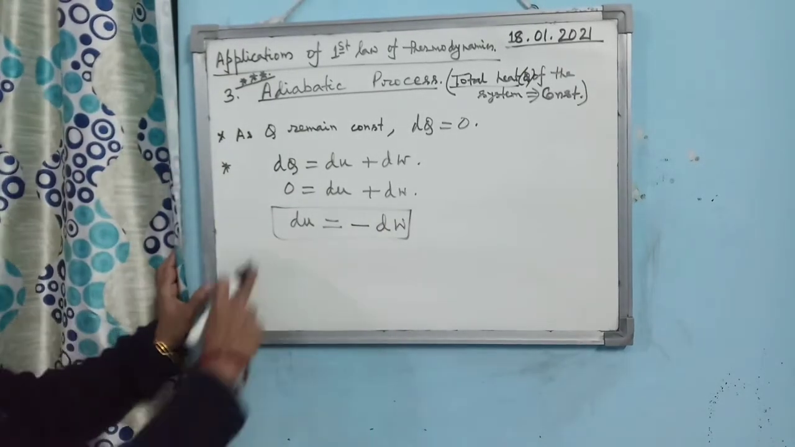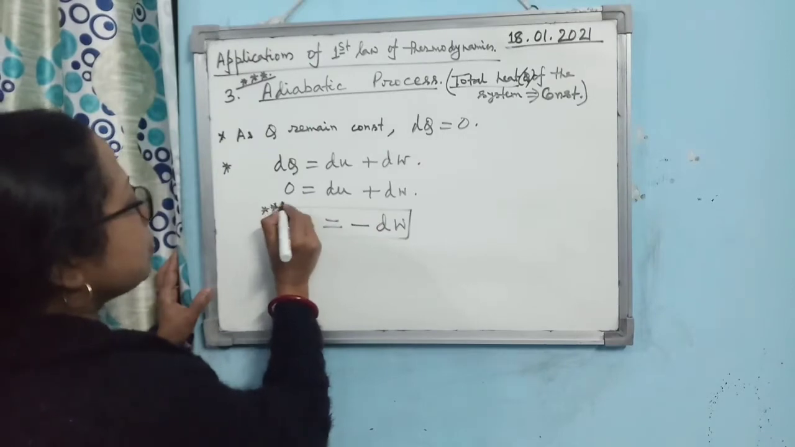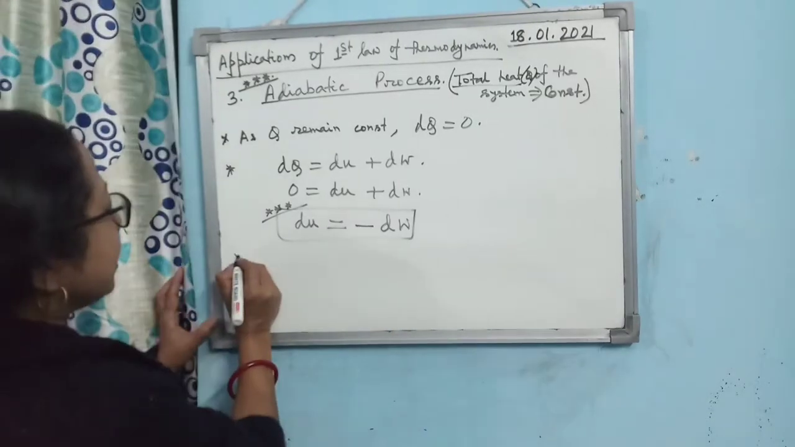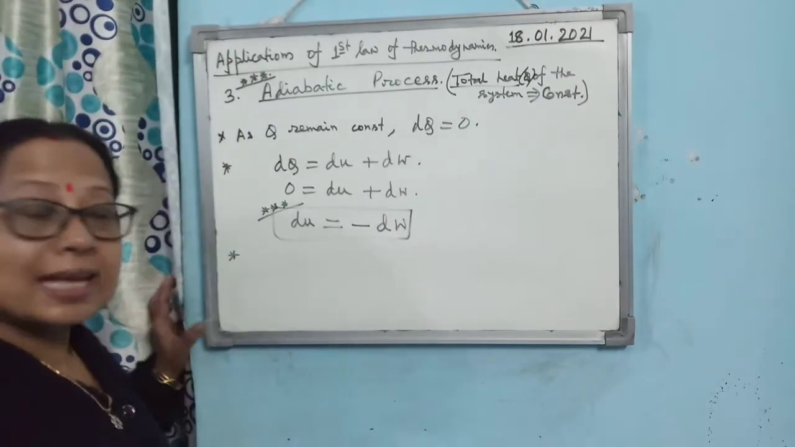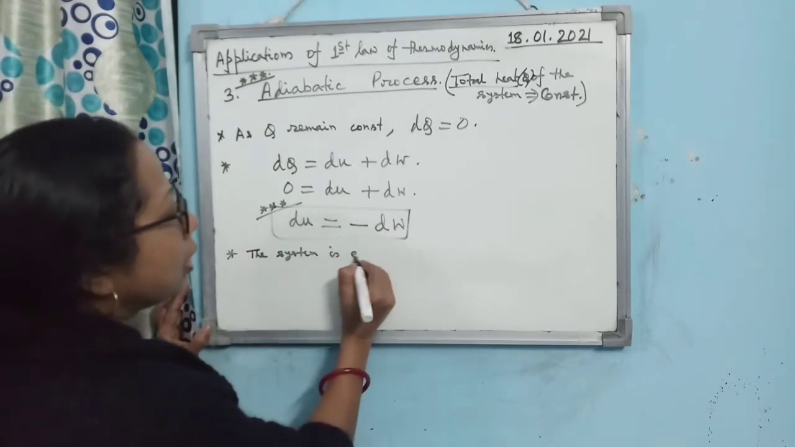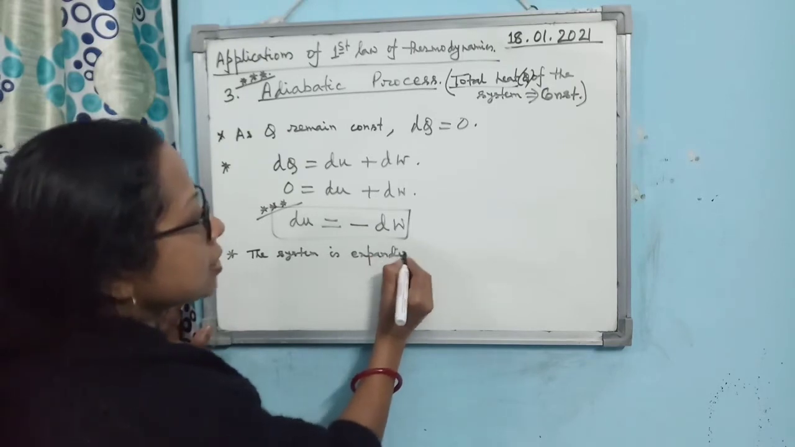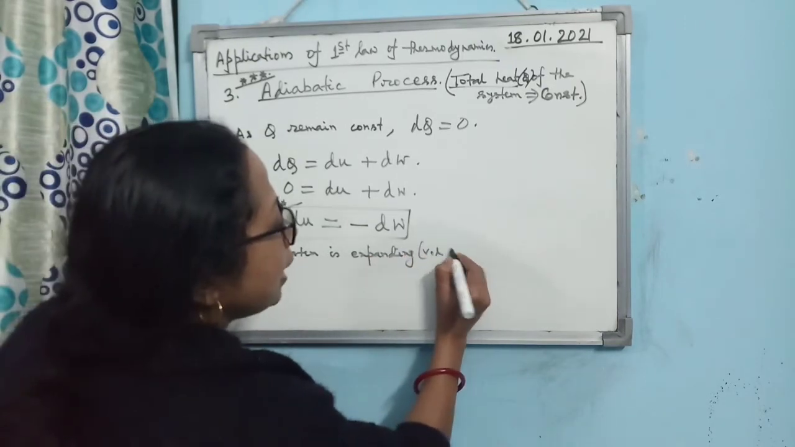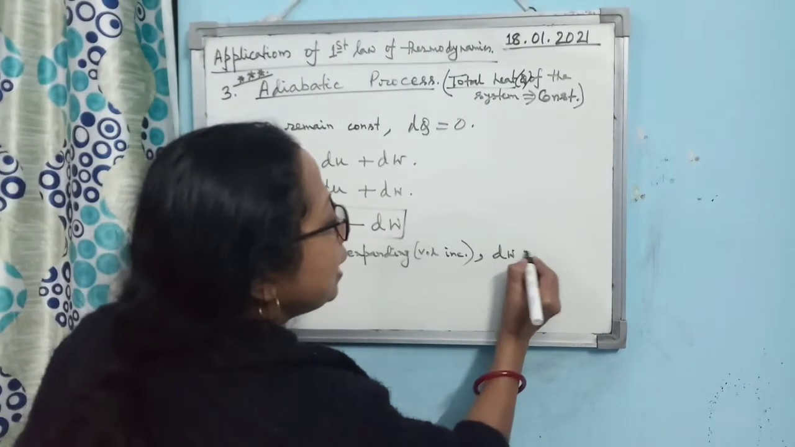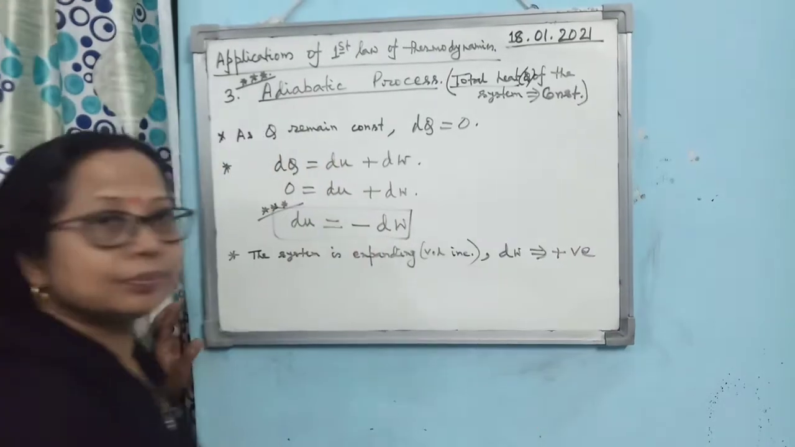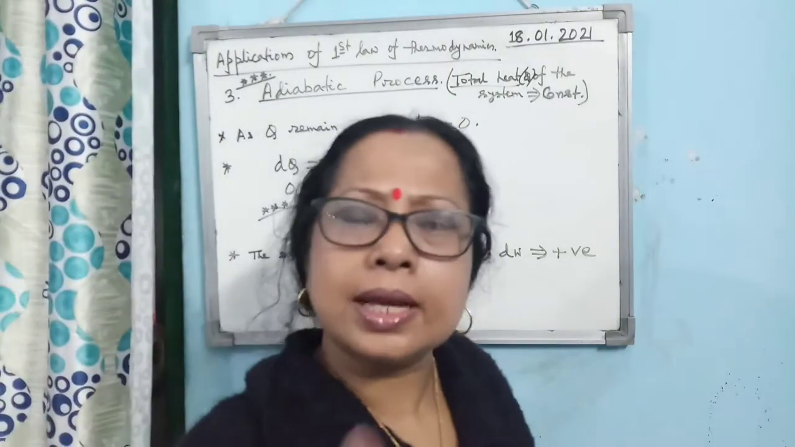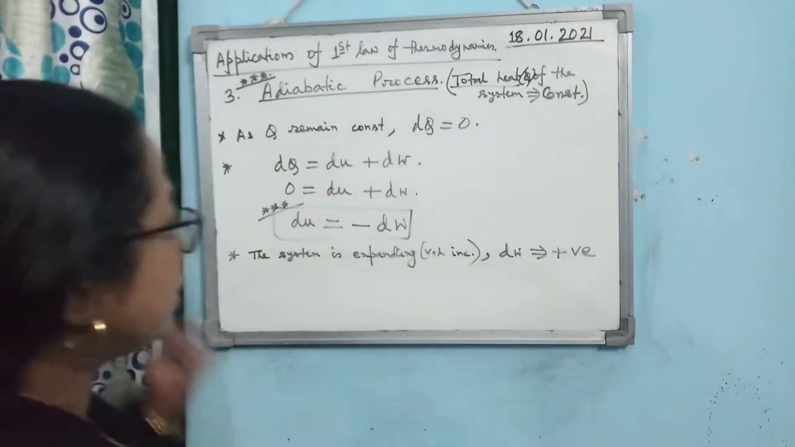Is that clear? Very, very important concept it is. You have to understand it. What is the physical meaning? Suppose the system is expanding. Expanding means volume increasing. Then volume increasing means dW will be positive, because we know the sign convention. When the volume of the system increases, then work done is positive. So dW positive.